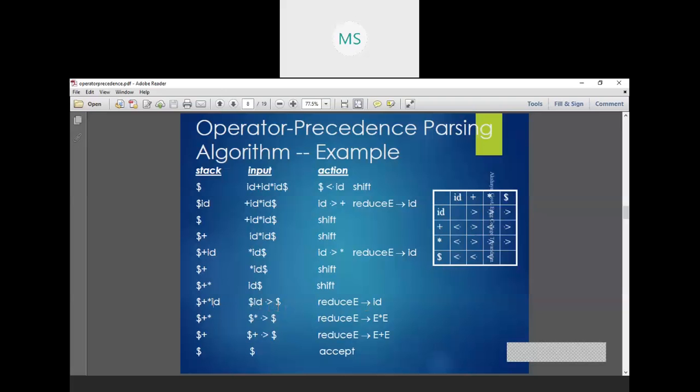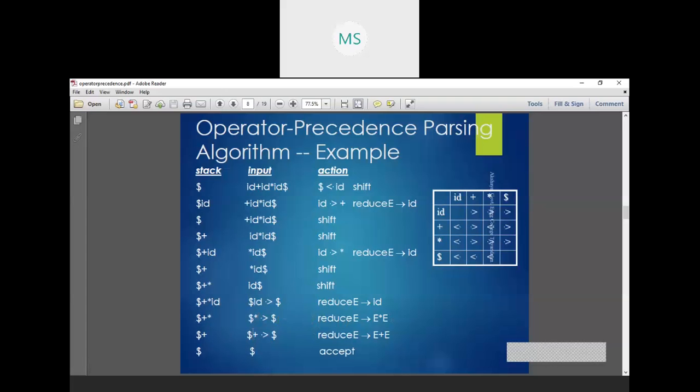ID with dollar is a greater than symbol. Applying this, we move on to the action part, replacing ID with E. Now only star remains. Now I compare star and dollar again. Star and dollar is a greater than symbol. Again reduce, E star E. Star is also popped. Now I have only the plus.